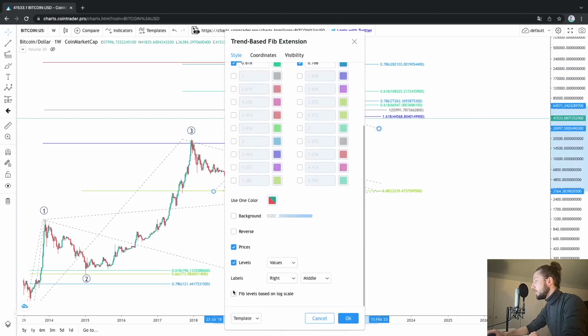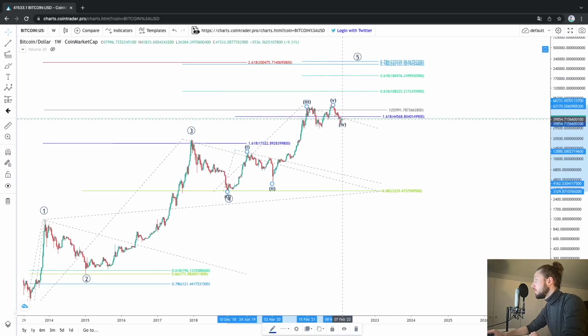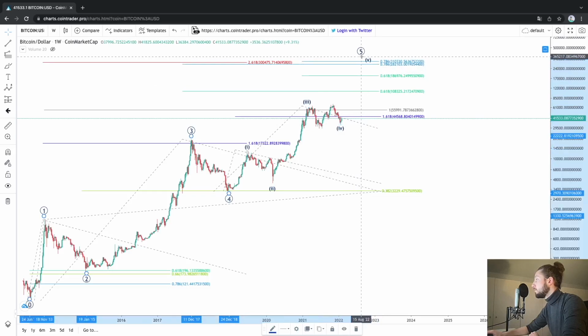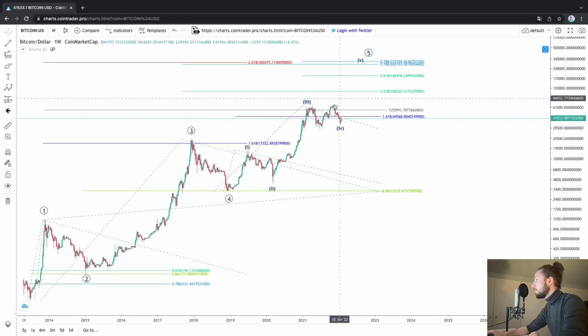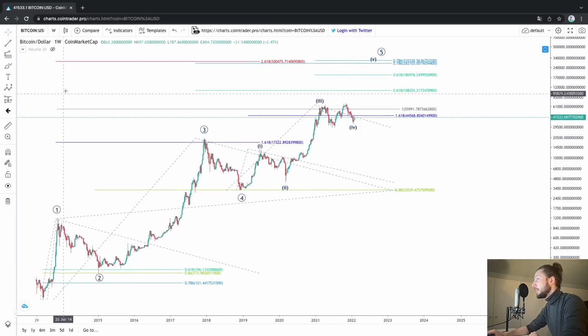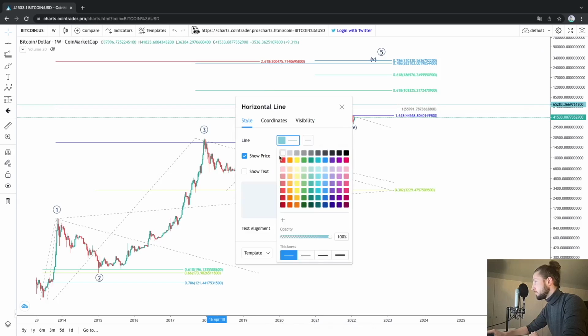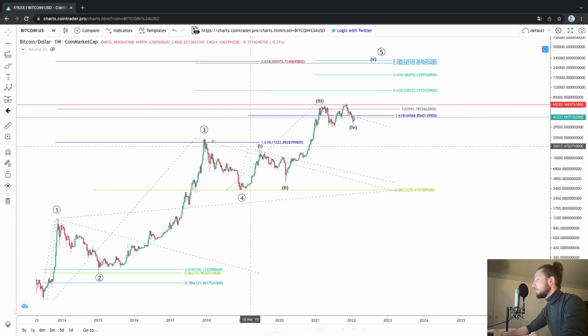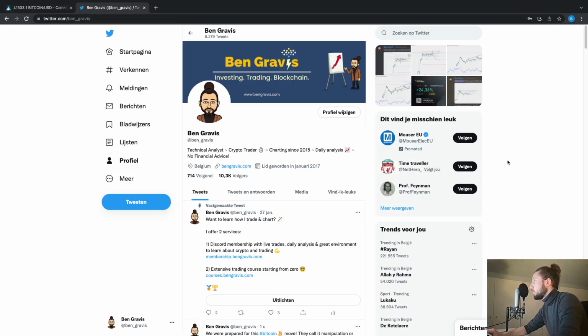But we can also use it on a log scale. And then this would be 4, and this would be 5. So there's still some movement left. Once we can surpass that level over here, then I would be more confident for another 300% rise. So this was it for now.